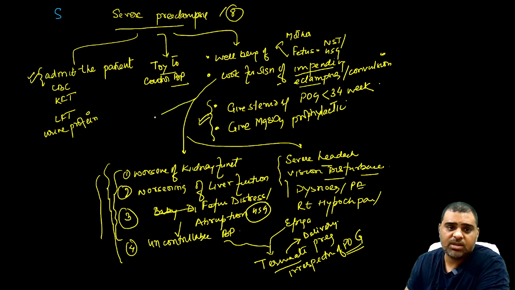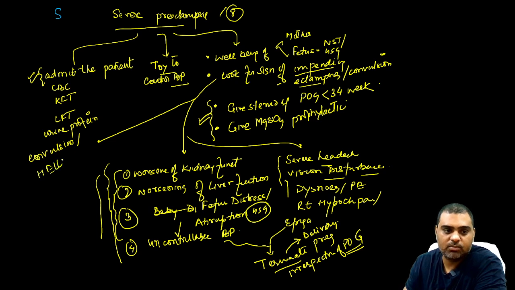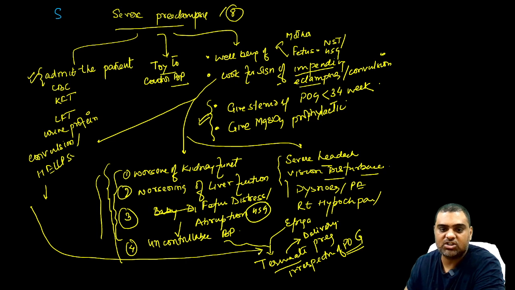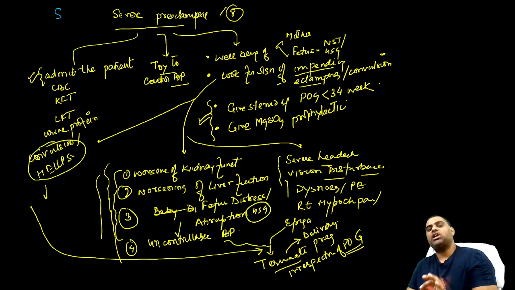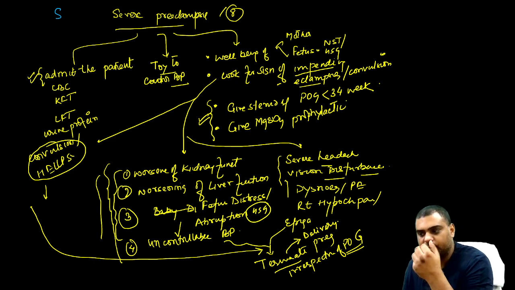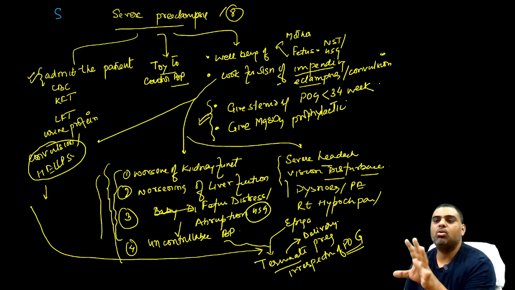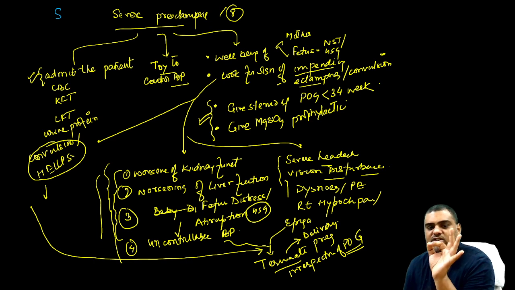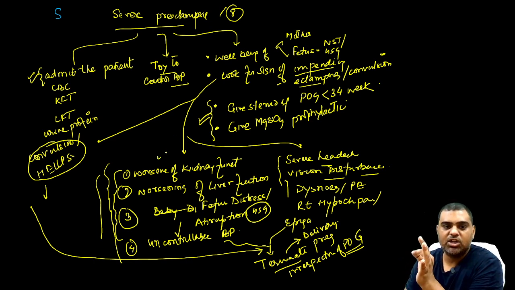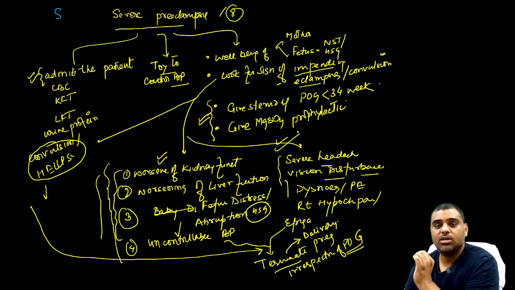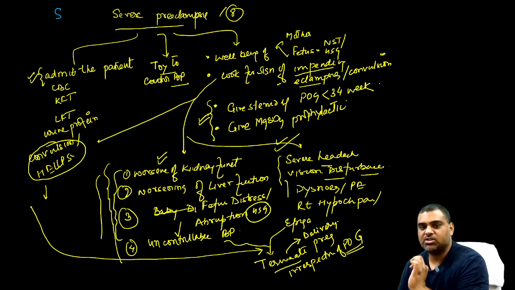Also, if in the meantime the lady gets any convulsion or develops HELP syndrome, you will again terminate the pregnancy irrespective. Even a single convulsion. If in the NEET MCQ they say that a lady of preeclampsia developed convulsion, no conservative management. Terminate the pregnancy irrespective. Develops HELP syndrome, terminate the pregnancy. Develops any of the impending eclampsia signs, terminate the pregnancy. Now, what is the difference?